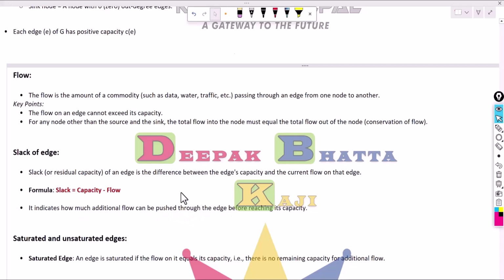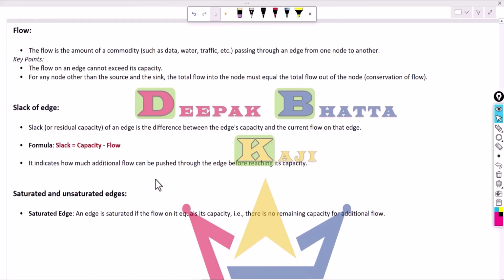So in the given question, you need to write the definition of slack along with the formula. Then move on to the saturated and unsaturated edge. A saturated edge means an edge is saturated if the flow on it equals its capacity, that is, there is no remaining capacity for additional flow.